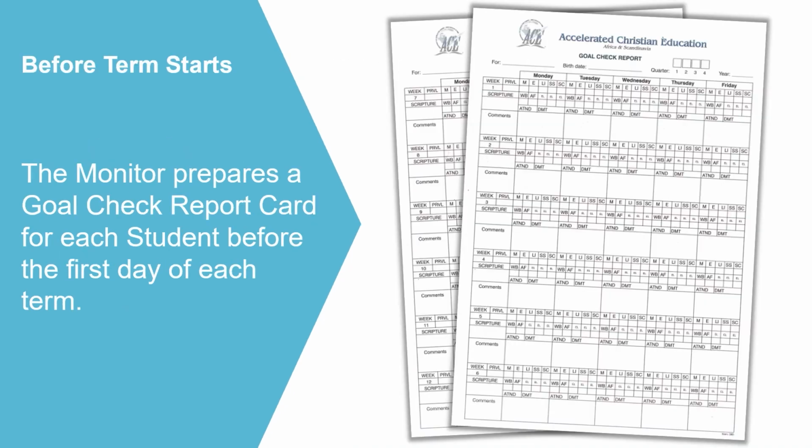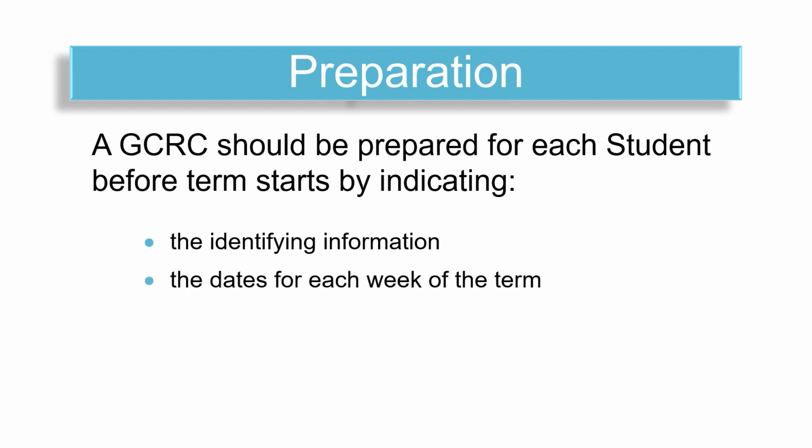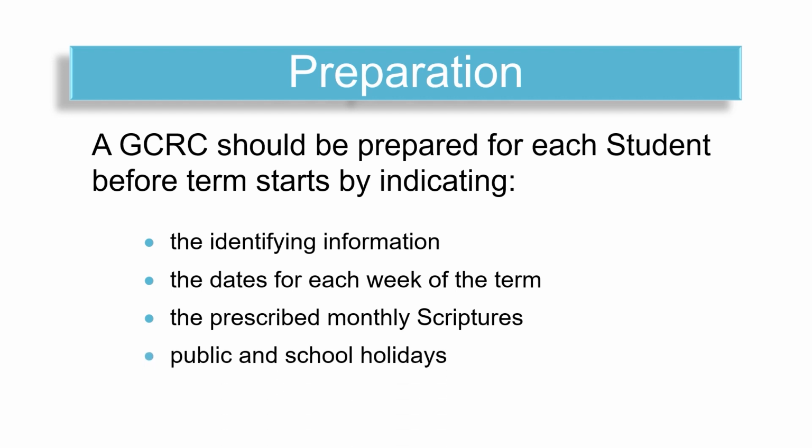The monitor prepares a Goldchick report card for each student before the first day of each term. The Goldchick report card consists of 2 pages, each with 6 weeks on. A Goldchick report card should be prepared for each student before term starts by indicating the identifying information, the dates for each week of the term, the prescribed monthly scriptures, public and school holidays, and planned activities.